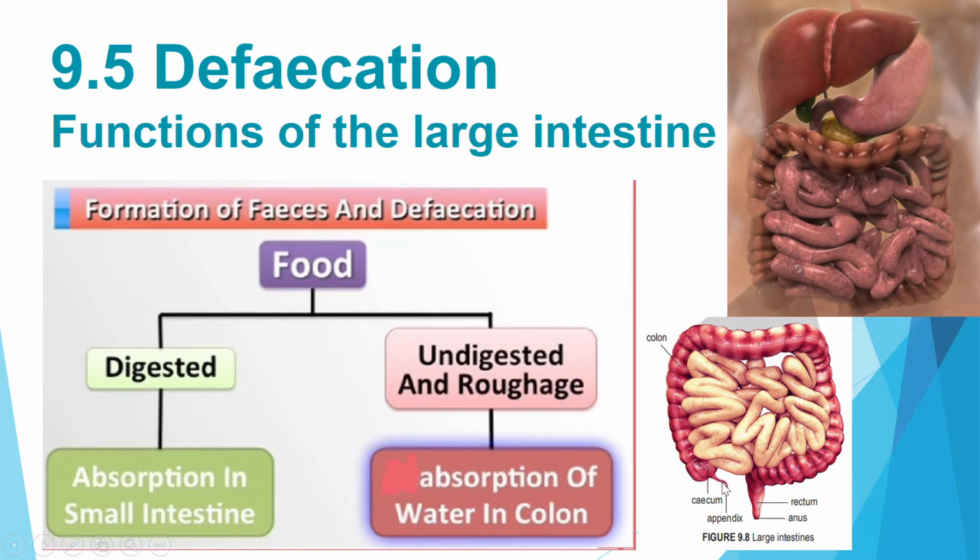This is the appendix. Sometimes the appendix gets inflamed, appendicitis, and it has to be cut off. So this small portion is removed. And this portion over here is known as the cecum. And you have the rectum, where the feces is stored temporarily until it is full and waiting to be expelled out of the body. And you have the anus here, the outlet.